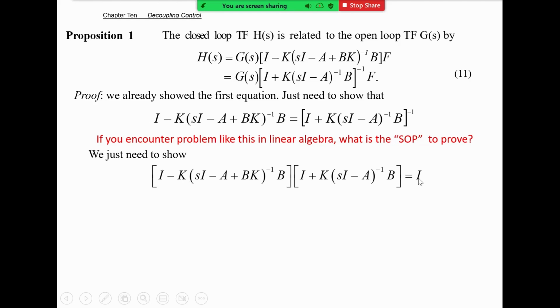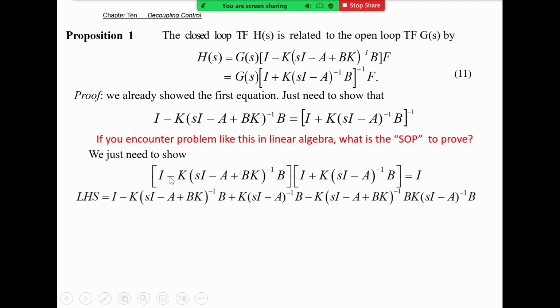That will simplify things, because finding the inverse of a matrix is harder to do, but doing the multiplication of two matrices is much easier. Therefore, let's try to show that. So let's expand the left side. The first one is those two terms times the identity matrix, and we get this identity matrix I minus this matrix.